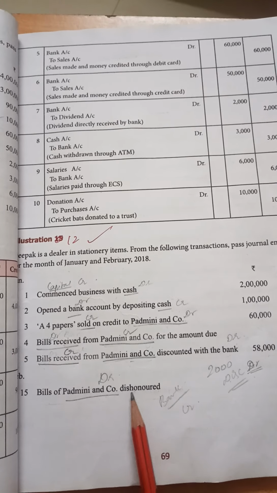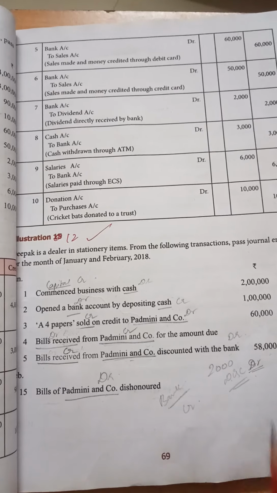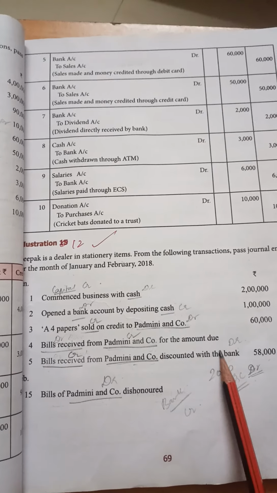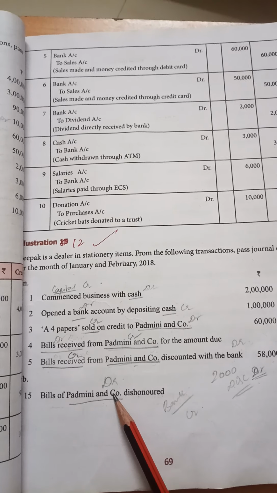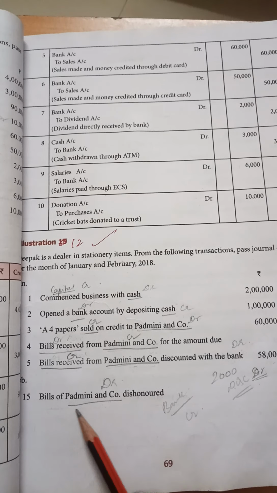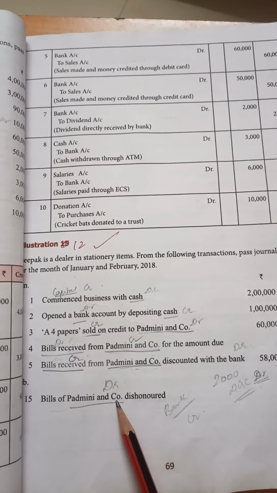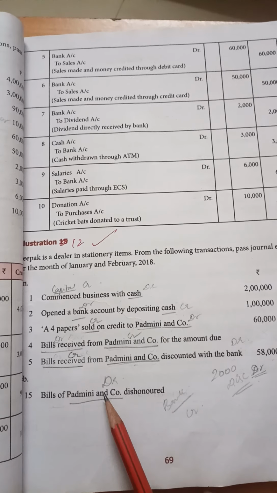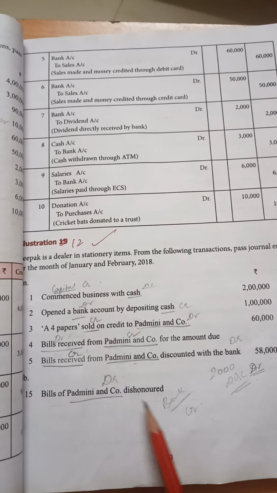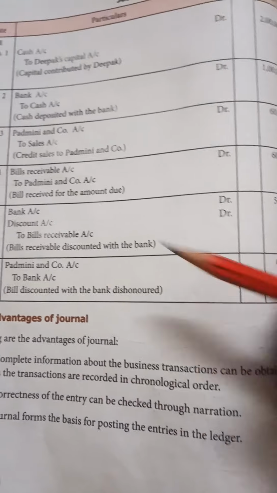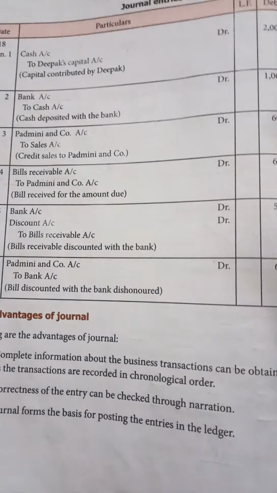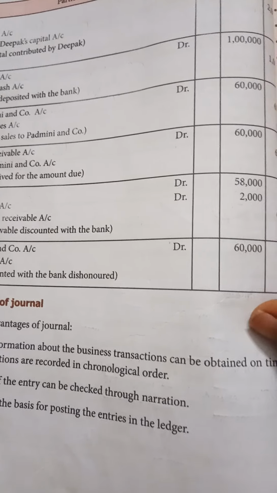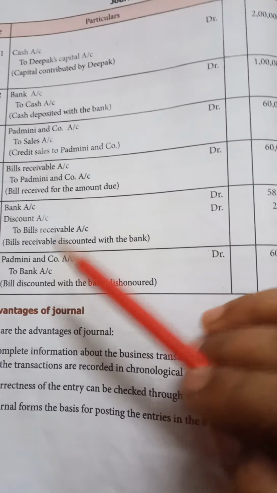Now here, bills of Padmini and Co. dishonored. So from the bank, it is already in the bank only, right, in the previous transaction. Now this banker is returning it to Padmini and Co. That is the meaning of this. Okay, so Padmini and Co. becomes the receiver and bank becomes the giver. So entry should be Padmini and Co. account debtor to bank account, and the amount is rupees 60,000. Till now your bill is not being accepted, right? So the amount is rupees 60,000. Padmini and Co. account debtor to bank account.